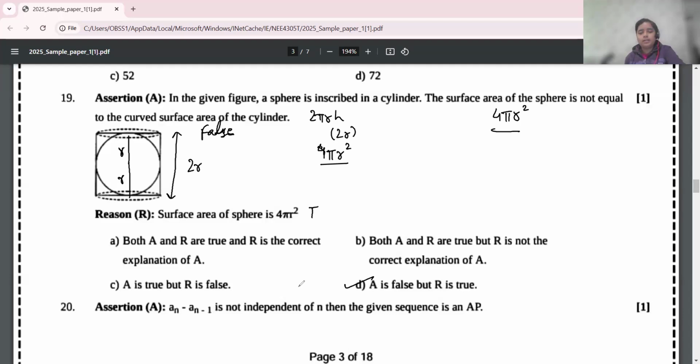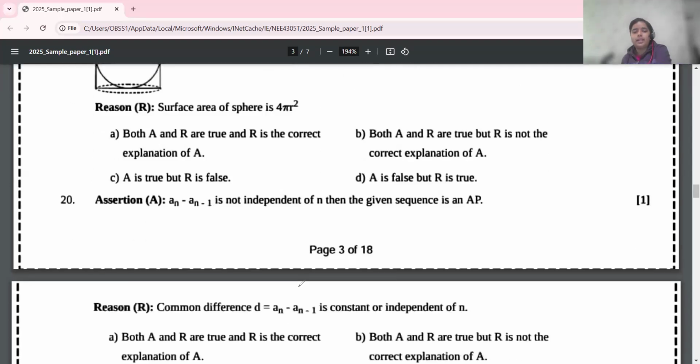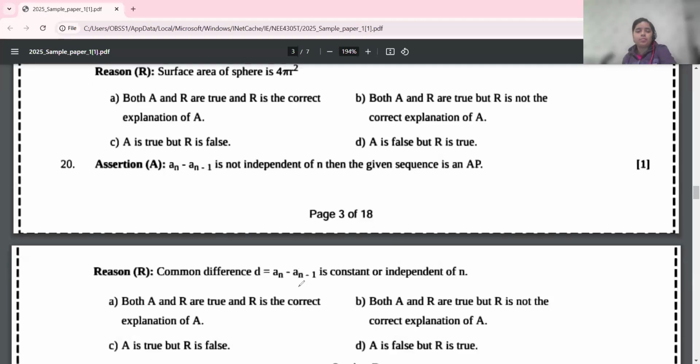Last question. If a_n minus a_(n-1) is not independent of n, then the given sequence is an AP. And the common difference d is constant or independent of n. Now, in this case, R is true and A is false again, because if you have to get an AP, this means that this is the product of two consecutive terms only, and thus we get that this has to be actually the common difference. And if the common difference is not independent of n, if it keeps changing, then we cannot get an AP. A is false, R is true.